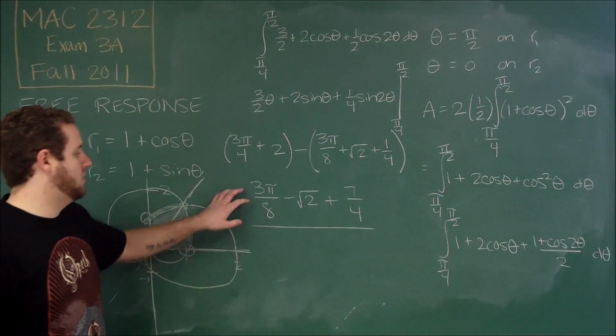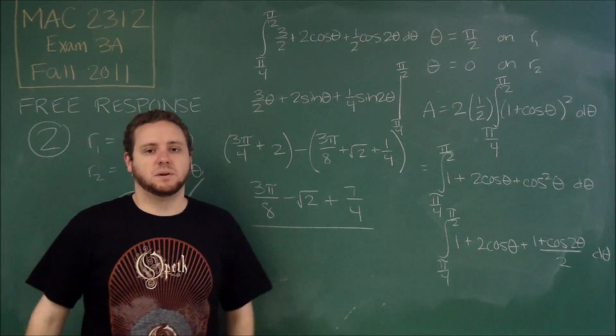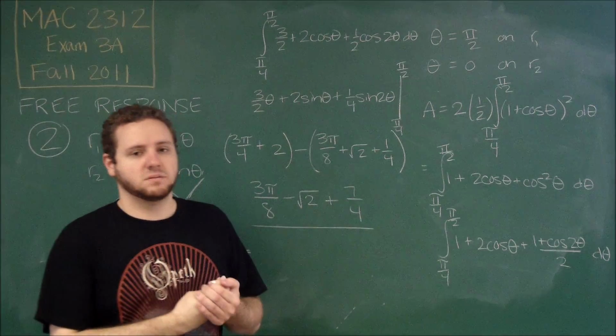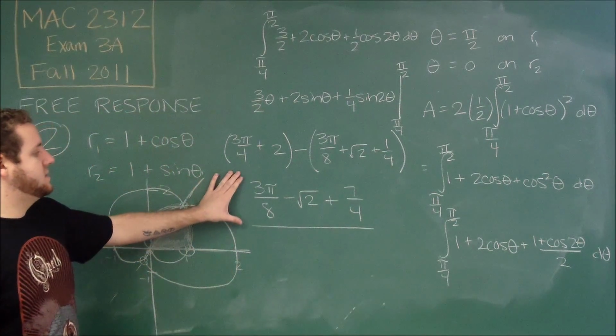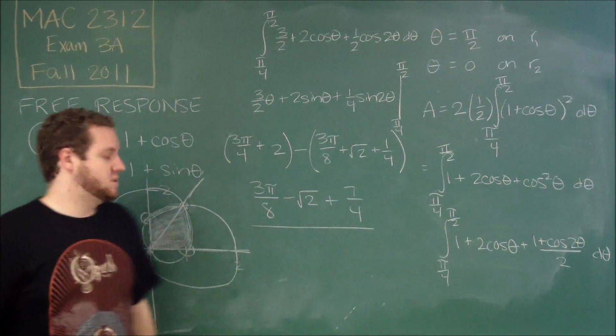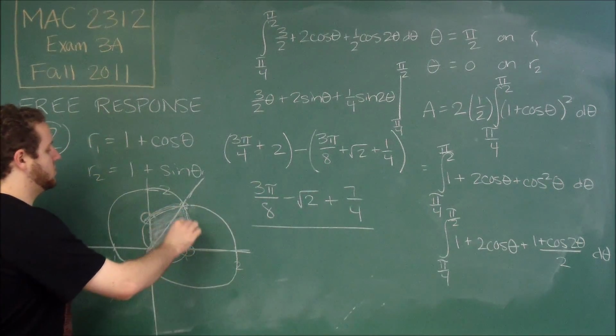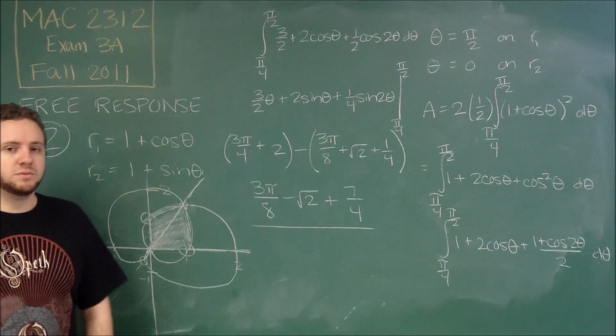And you could combine the 3 pi over 8 and 7 over 4 with a common denominator also, but I think on the answer key for this, they left it like that anyway. So this expression right here gives us the total area in the first quadrant and under those two graphs.